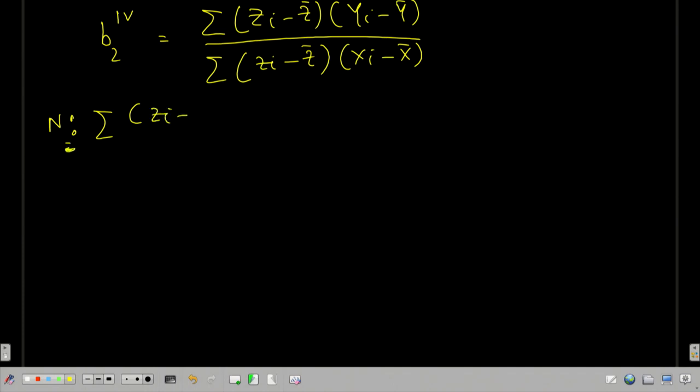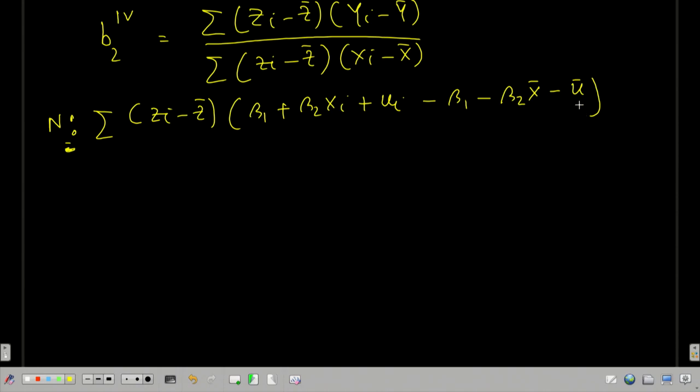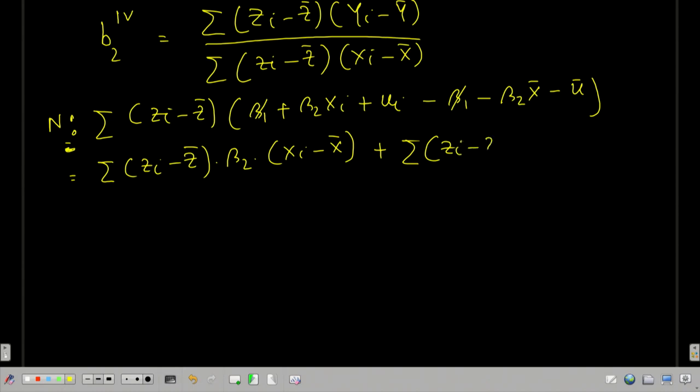I will have (z_i minus z bar), and in place of (y_i minus y bar) I can write, from my regression equation, beta 1 plus beta 2 x_i plus u_i, minus beta 1 minus beta 2 x bar minus u bar. Beta 1 cancels out, and I can take (z_i minus z bar) into beta 2 into (x_i minus x bar), and for the other term, (z_i minus z bar) into (u_i minus u bar).